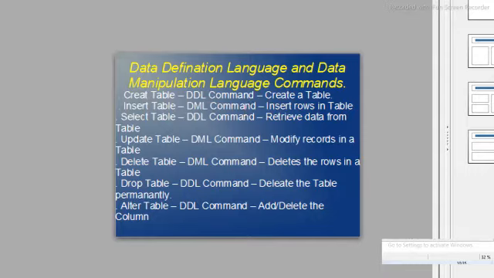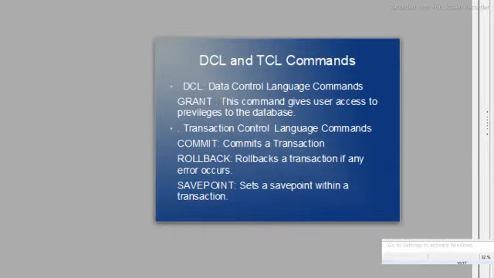Select table is a DML command. It retrieves the data from the table. Update table is a DML command. It modifies records in a table. Delete table is a DML command. It deletes the rows in a table. Drop table deletes the table permanently. We cannot get the table back once again. We cannot roll back. Alter table adds or deletes the columns.